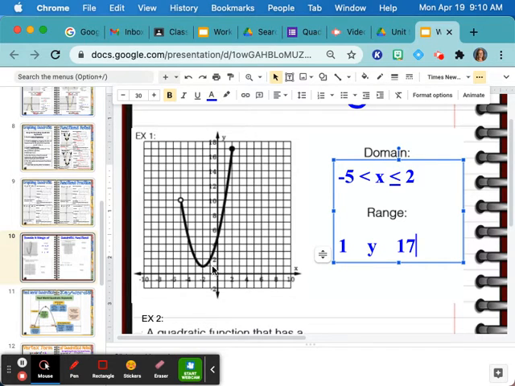For 1, is 1 included? Does it actually go through 1? Yes, because that point would be at negative 2, positive 1. There's no open circle there. So if it runs straight through that point, it's included. So this will be a less than or equal to symbol.